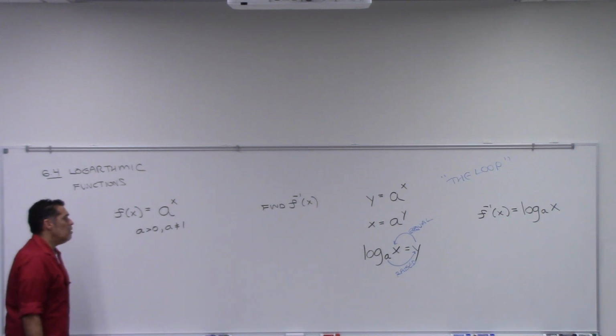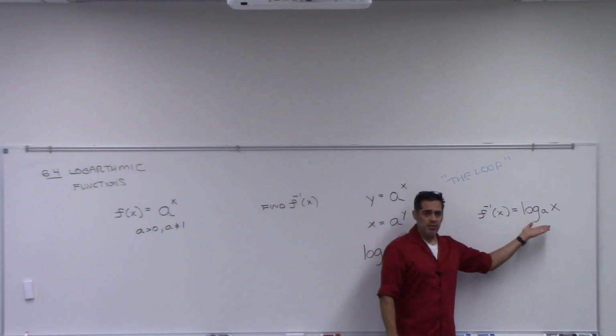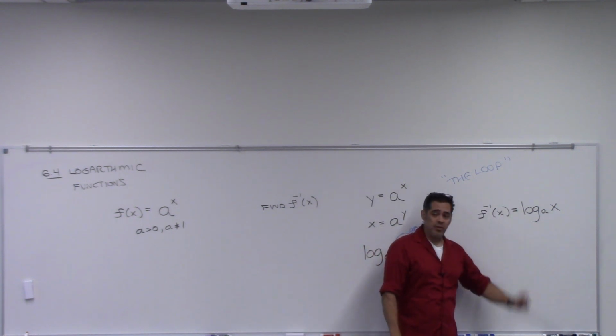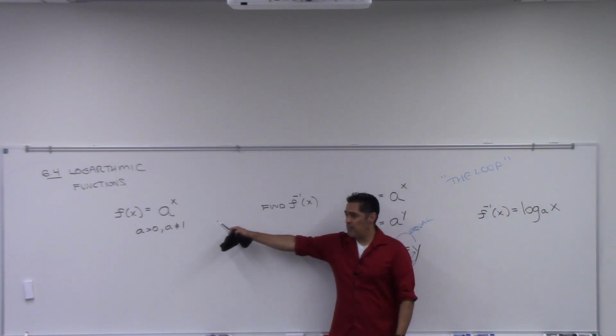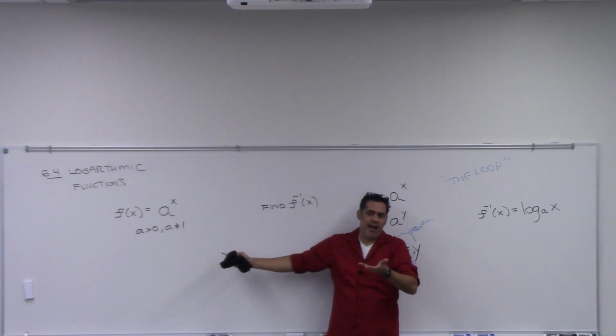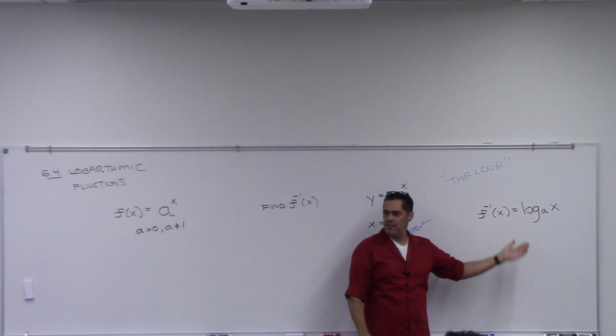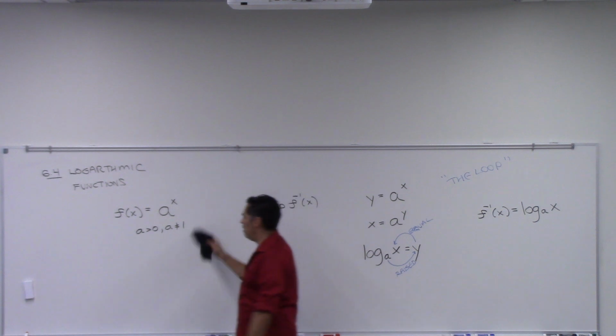But we need to go a little further than this because this is a function, right? This is a function. And when I graph this function, it should be the reflection of that one over the diagonal line, right? Shouldn't it? How in the hell am I going to graph this, right? How do I graph this? So let's do that. Let's get to that.